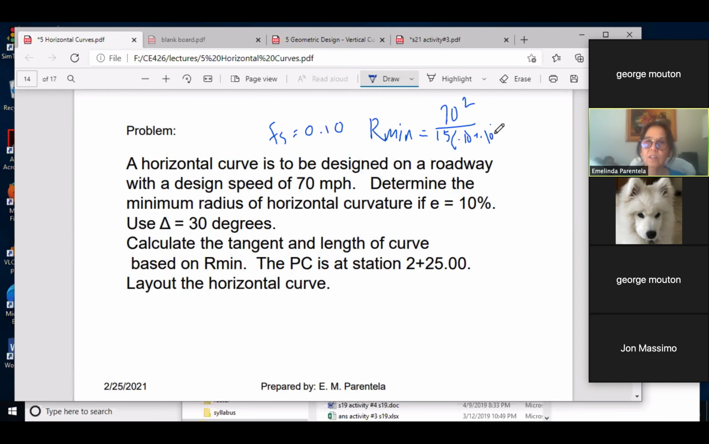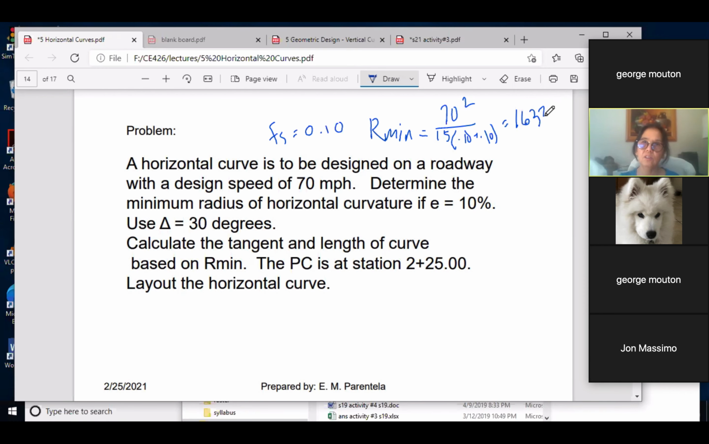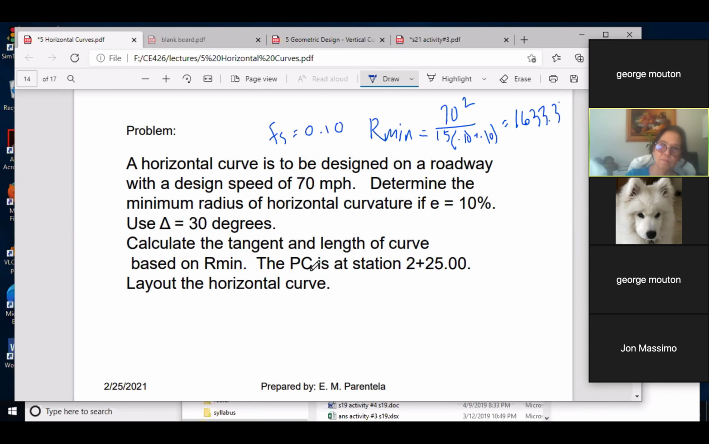So please check what happened to your calculation. And probably you used 10 here. No? 0.10 times 1. Okay. So 1633.33 feet. Now calculate the tangent and length of curve. So you can calculate the tangent and the length of curve based on R min.